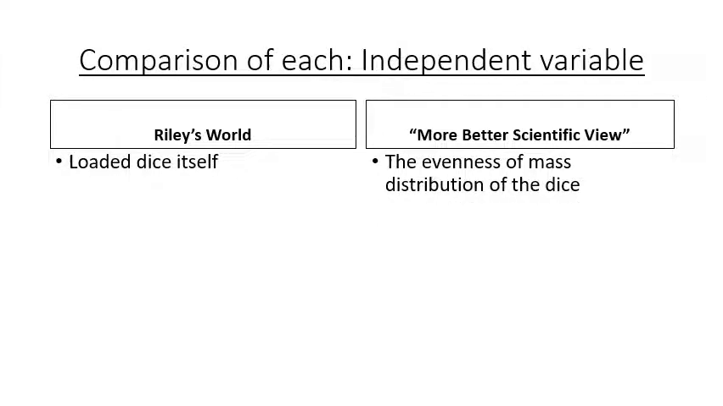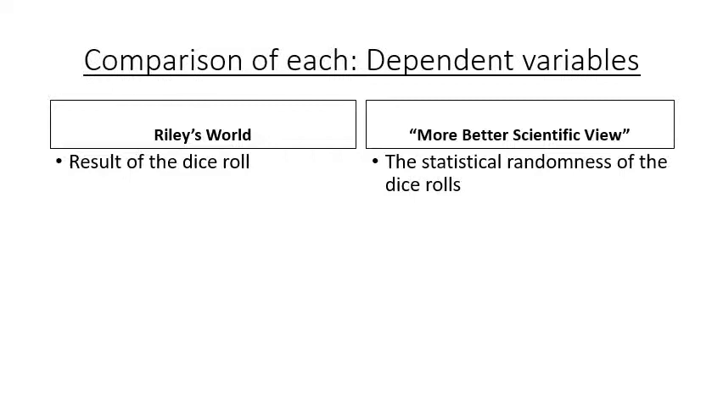Comparison of each, independent variable. Riley's world. Loaded dice itself. More better scientific view. The evenness of mass distribution of the dice. Comparison of each, dependent variables. Riley's world. Result of the dice roll. More better scientific view. The statistical randomness of the dice rolls.